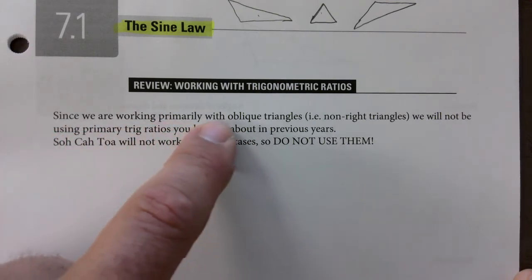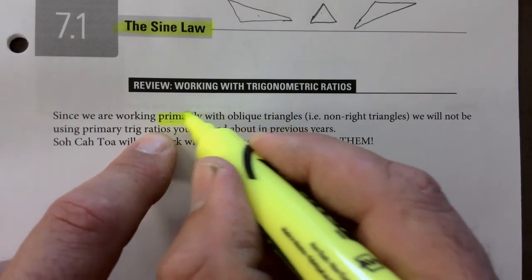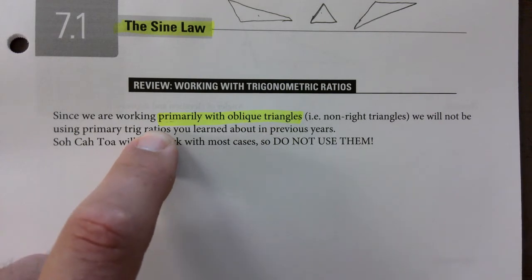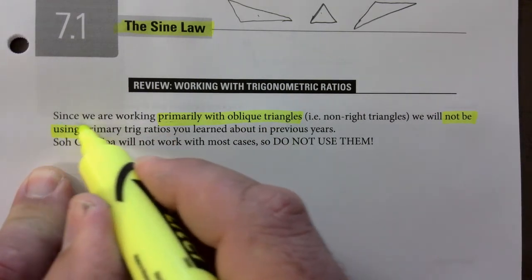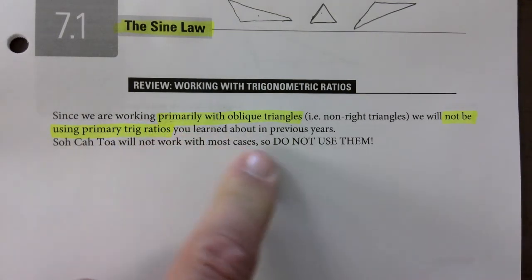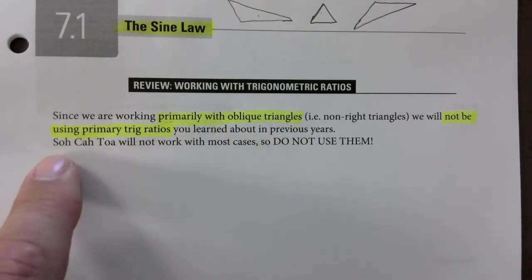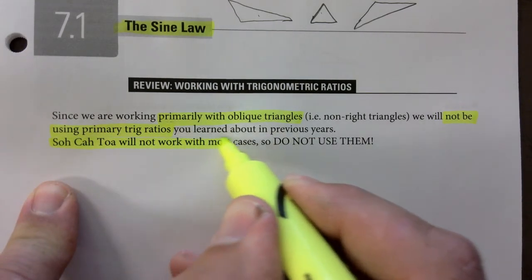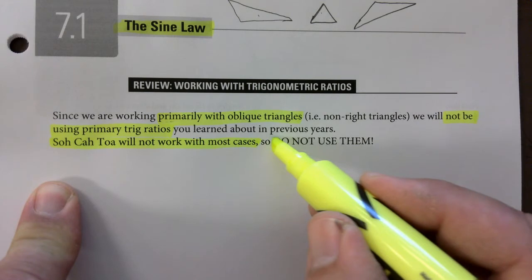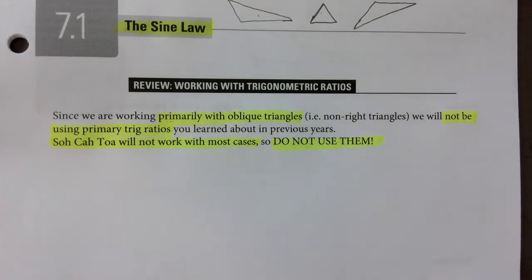Since we're working primarily with oblique triangles, we will not be using the primary trig ratios you learned in previous years. That means that SOHCAHTOA will not work in most cases. So we just do not use them, okay? Don't use SOHCAHTOA like you used in the past, or you're going to be in trouble, okay?